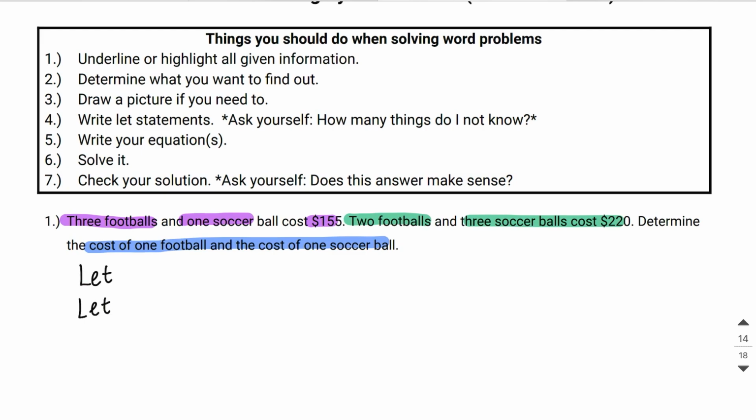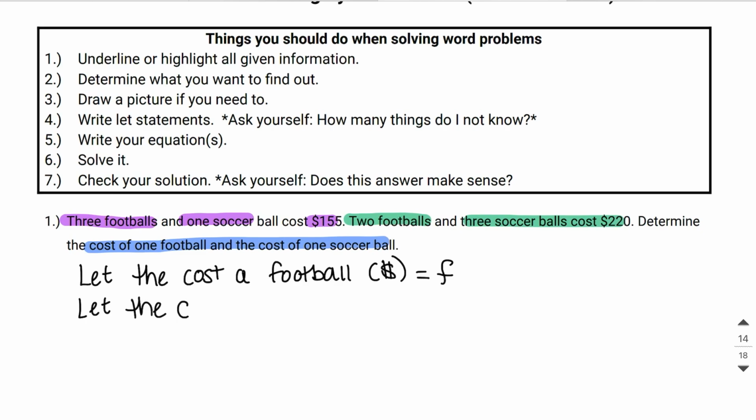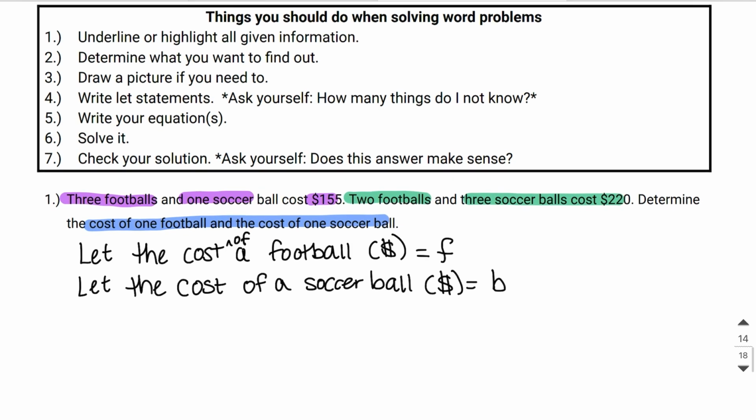So we're going to say, let the cost of a football, and we also want to write what the unit is, so in dollars, equal, let's use F for football, and then the cost of a soccer ball equal, in dollars too. And then here, I'm going to call it B instead of S because S's look like 5s to me and I get them confused. It's totally up to you. Whatever you want to call them is totally fine.